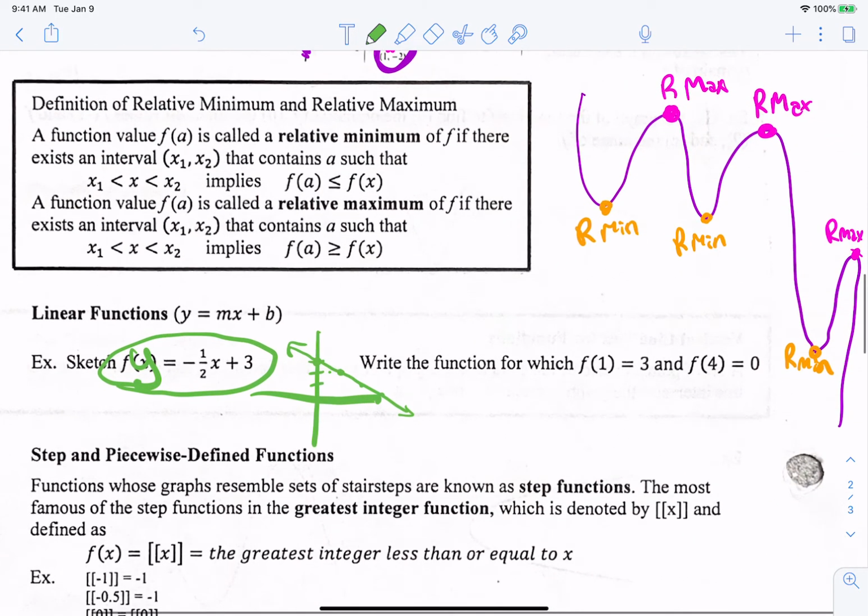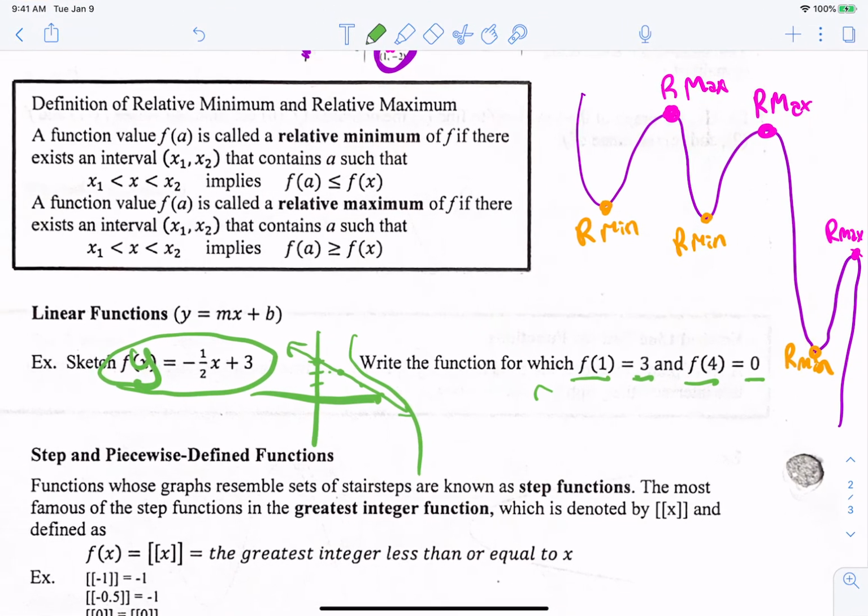Okay. Write the function for this. I think you have a question on this in your homework assignment, and it's going to be kind of confusing, just the way that they write it. They say when you have f of 1, it is 3, and f of 4 is 0. So what you can do is just write those as coordinate points.